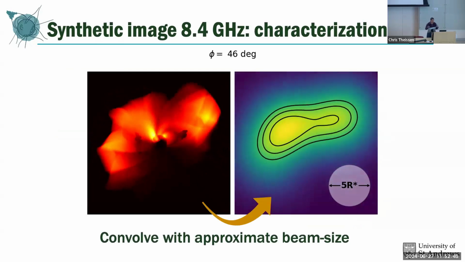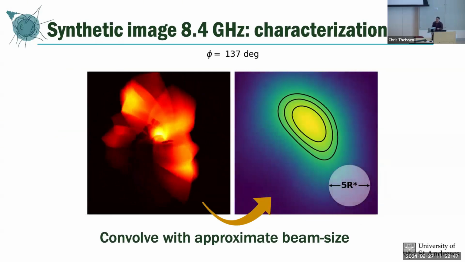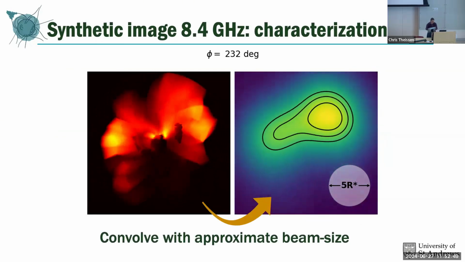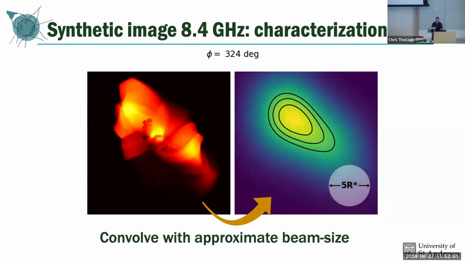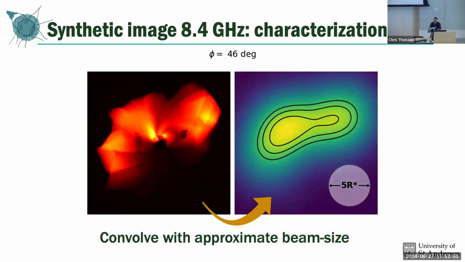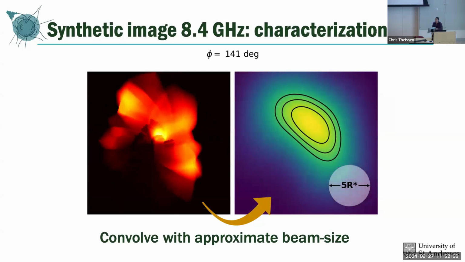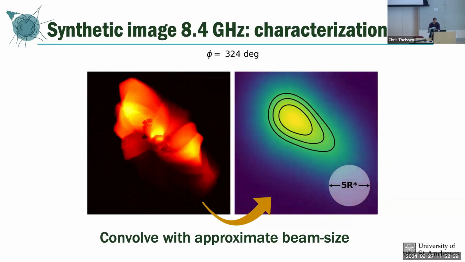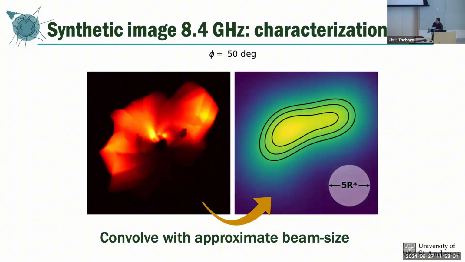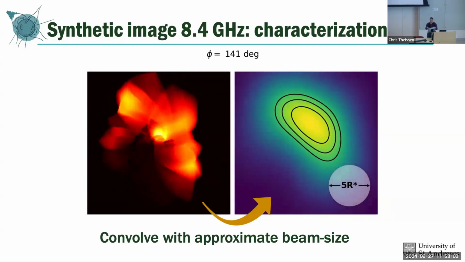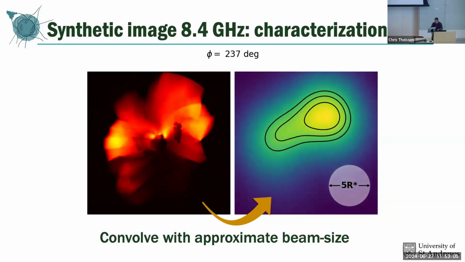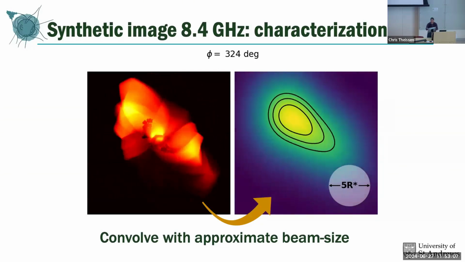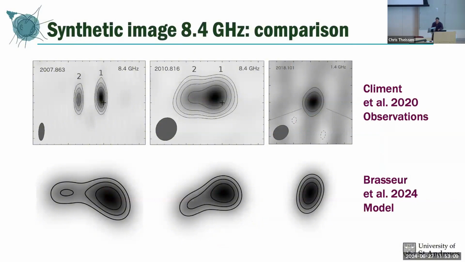We can create these images with this level of detail that our telescopes just can't see. So I convolve the synthetic image with the approximate beam size of the telescope for VLBI and this star, that's about 5 stellar radii. And I get the blue and purple image here, which looks a lot less detailed and a lot more blobby, but also a lot more like the actual data.